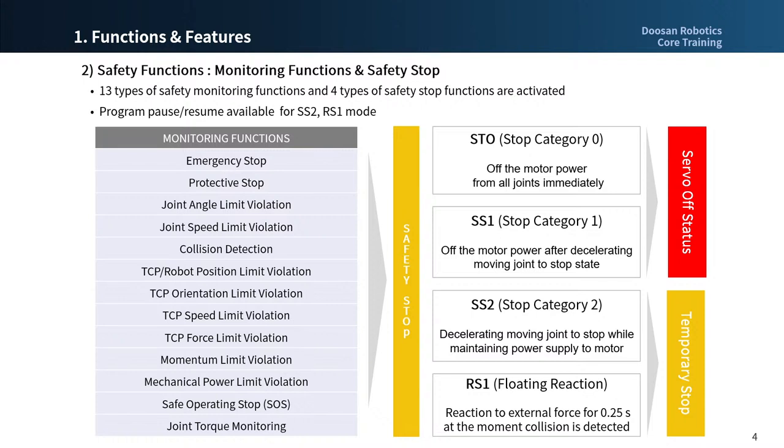In particular, SS2 and RS1 stop the robot without any servo off, so you can resume the program and continue the operation later. For your information, Doosan received the functional safety PLe category 4, the highest grade in the collaborative robot sector.